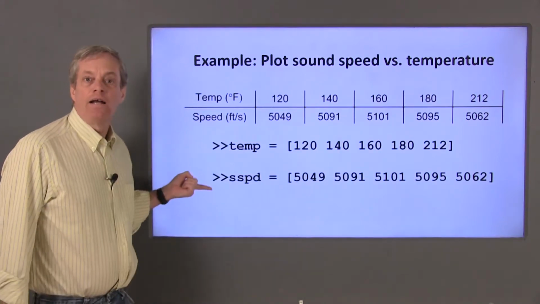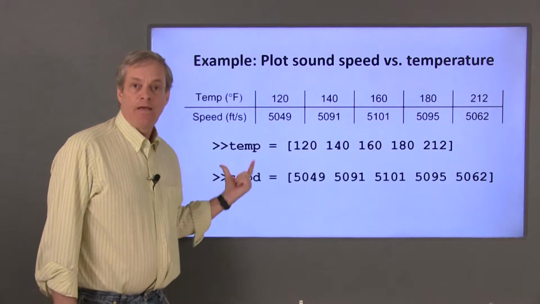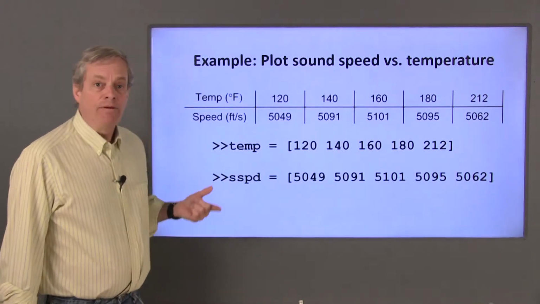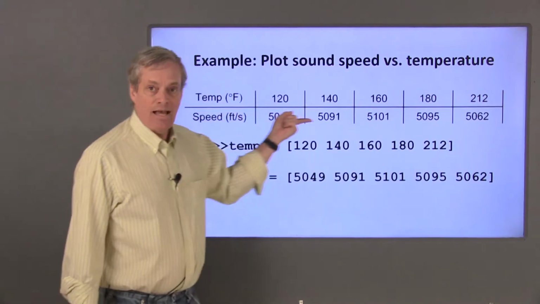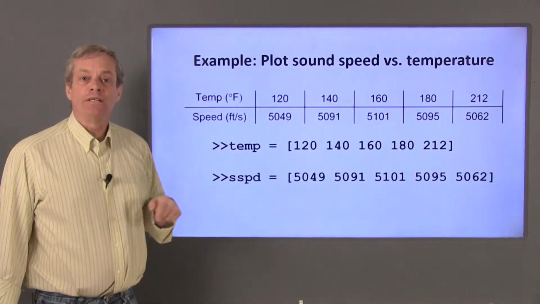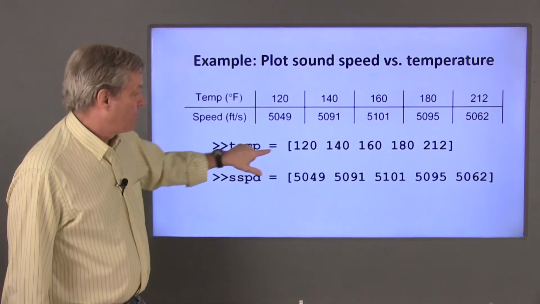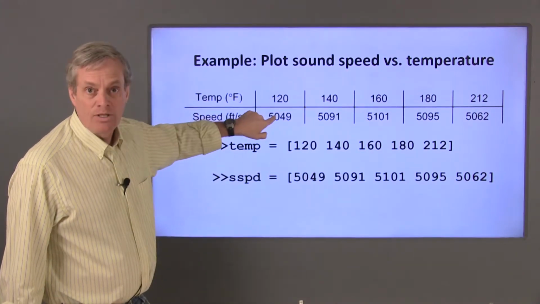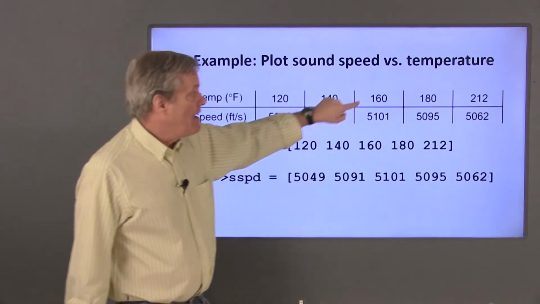First, we can define arrays containing the data. I'll create two arrays named temp and SSPD. Temp contains the temperature data, and SSPD contains the sound speed data. The temperature and sound speed data are related by their positions in the arrays. The first value in the temp array corresponds to the sound speed in the first location in the SSPD array, and so on.